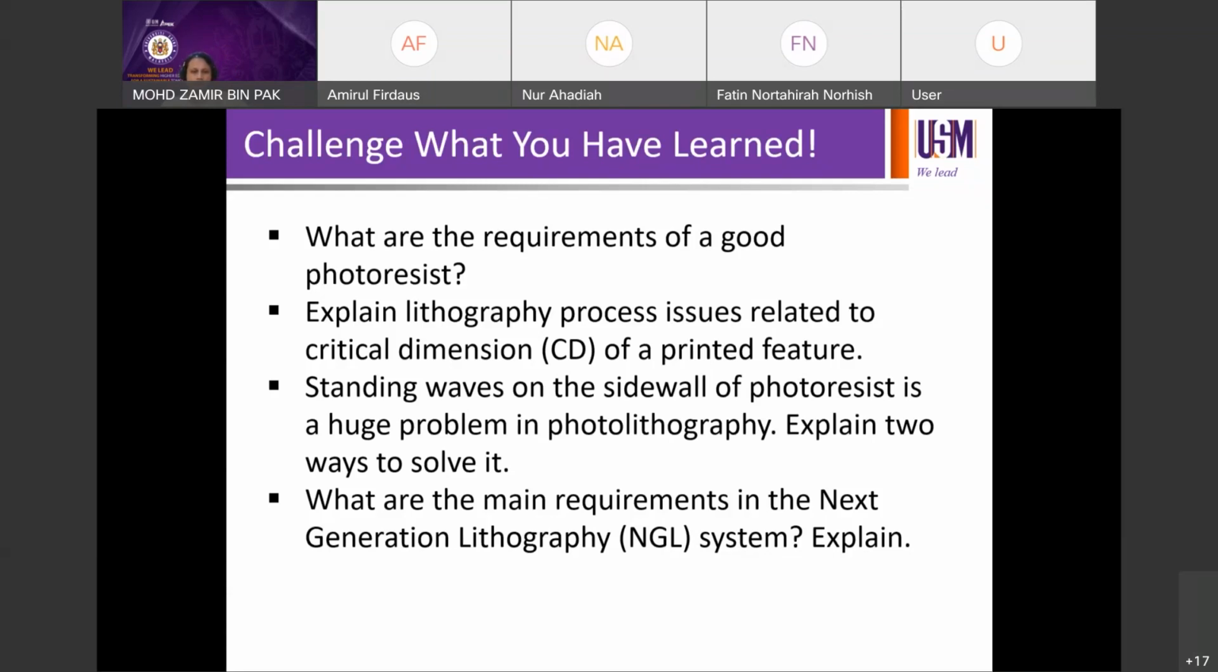Overexpose, yes. If you overexpose, then what do you expect? Give an example. If overexposed, then lower CD than expected. If you ask this question, you have to be able to elaborate, including whether you're printing lines or holes, because the effect would be opposite, right?